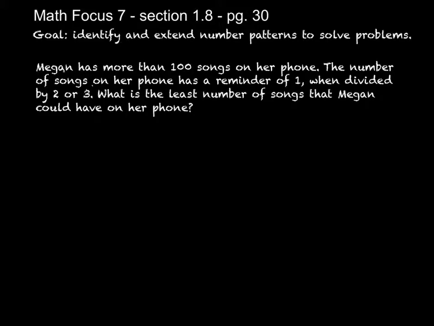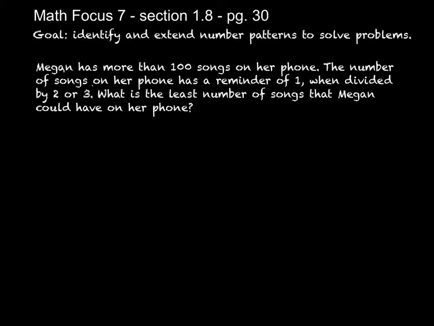Megan has more than 100 songs on her phone. The number of songs on her phone has a remainder of 1 when divided by 2 or 3. What is the least number of songs that Megan could have on her phone? So we know the number has to be more than 100, probably just a little bit more than 100, and have a remainder of 1 when divided by 2 and 3.